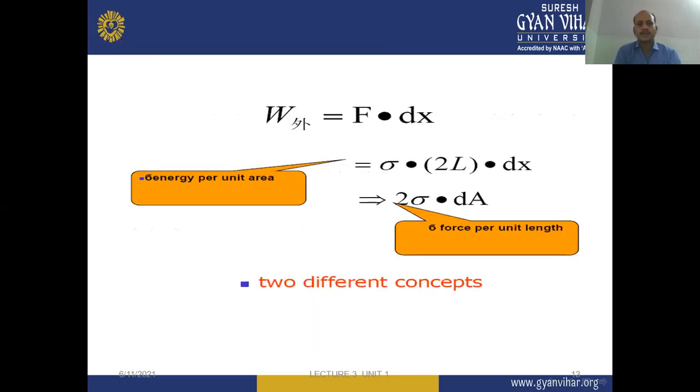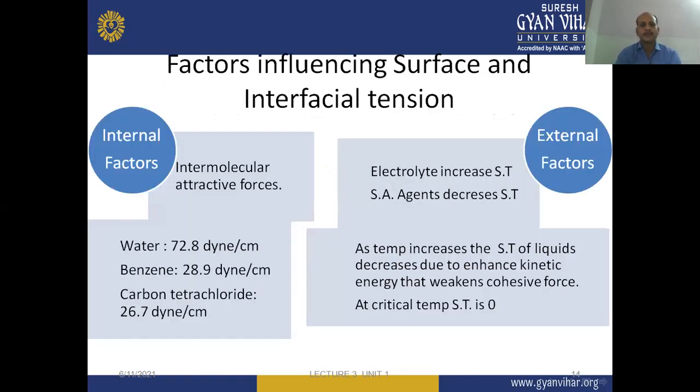So W is equal to F times dx, so gamma times 2 dx or 2 gamma multiplied with dA, where gamma is the force per unit length, or it can simply be defined as surface tension. So there are two different concepts. Work can be defined as force into displacement.